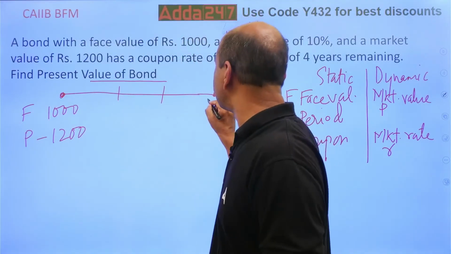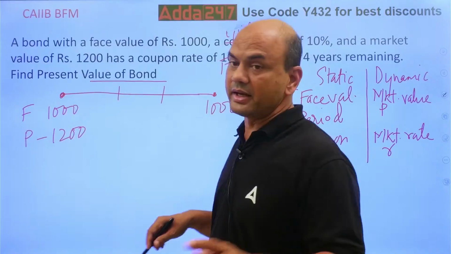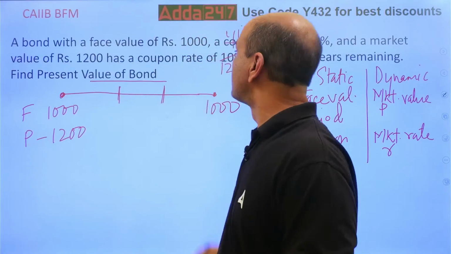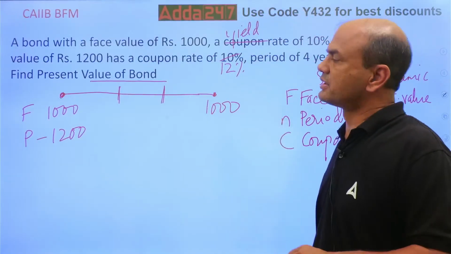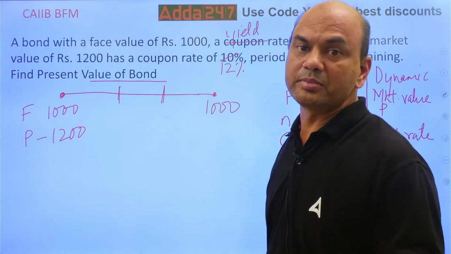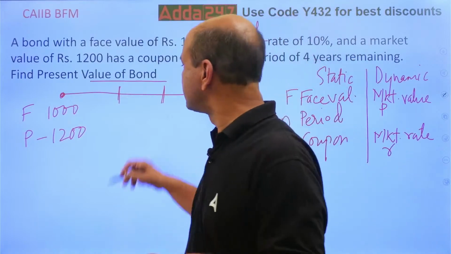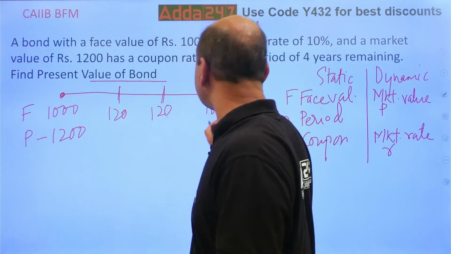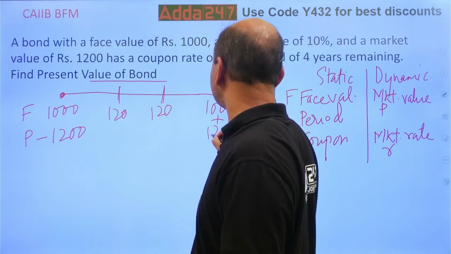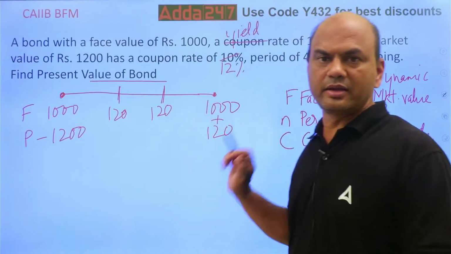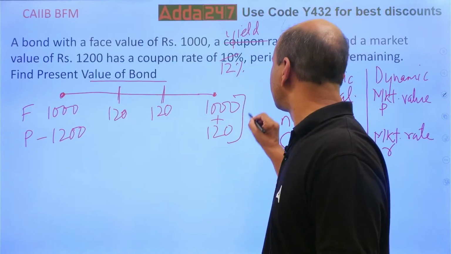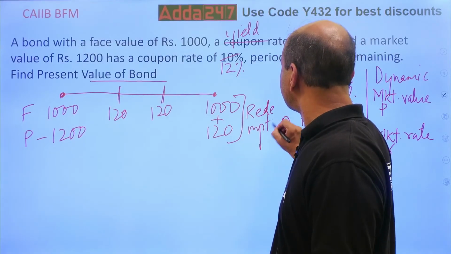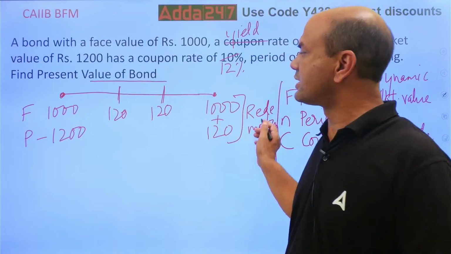So now what will I get at the end? At the end I'll get 1000 again, plus the interest for that year only, because remaining interest I have already got. So coupon is given as 12%. So on 1000 I am getting 12% per year. So first year I will get 120, second year I will get 120, third year I will get 1000 plus 120. Principal amount plus my interest. So this is called as redemption amount. Redemption.